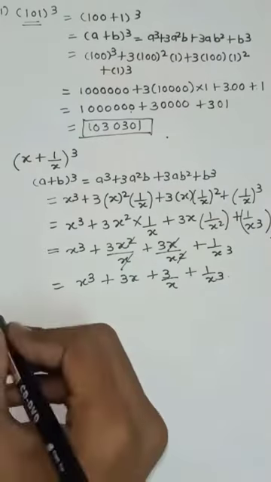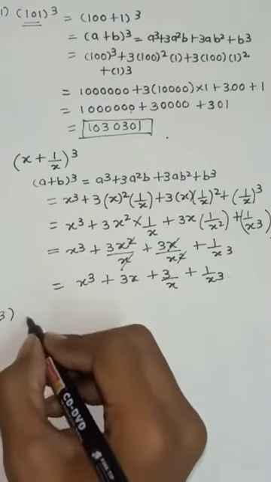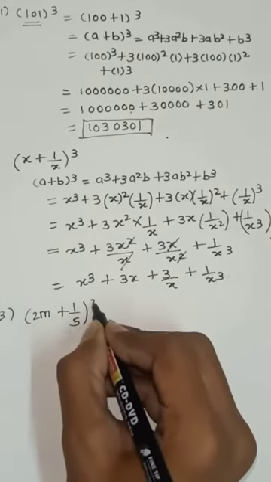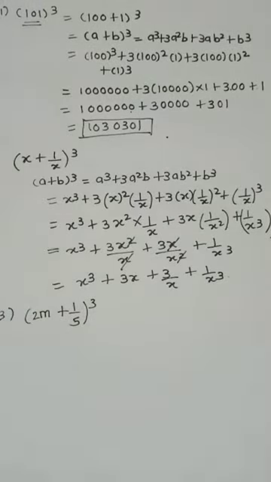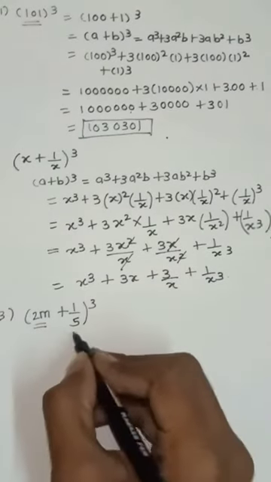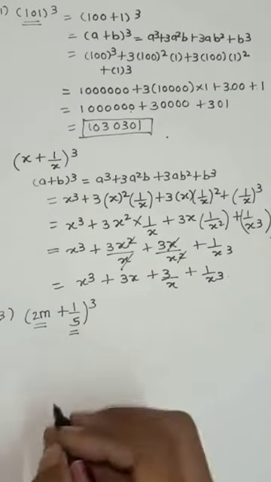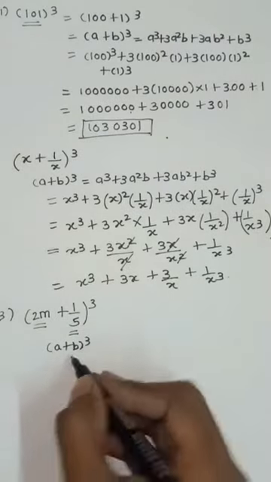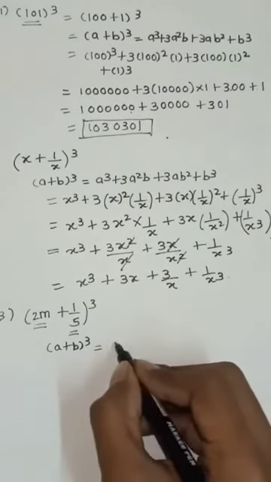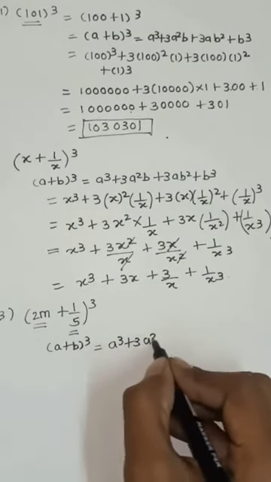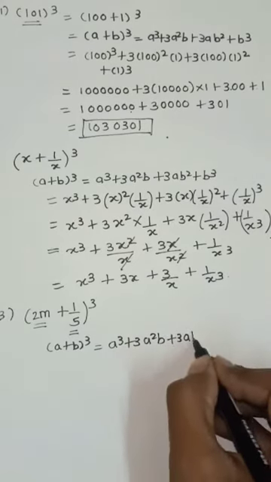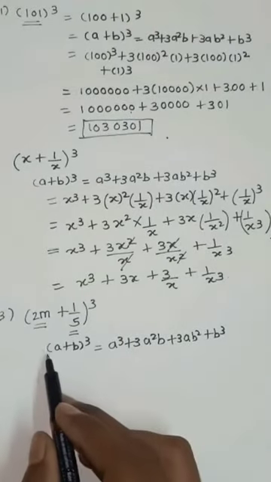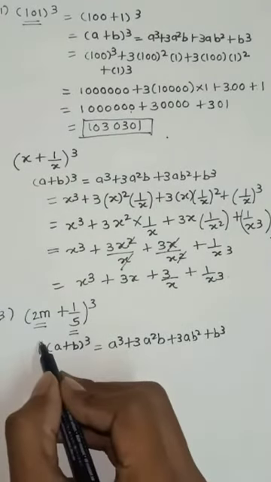Now start with our next sum, that is (2m plus 1 by 5) the whole cube. Now friends, we know our a is 2m and b is 1 by 5. It is very easy friends, that is (a plus b) cube. First of all, we write down our formula: (a plus b) cube is a cube plus 3a square b plus 3ab square plus b cube. Exercise 5.2 totally depends upon this formula, so this formula is very important.